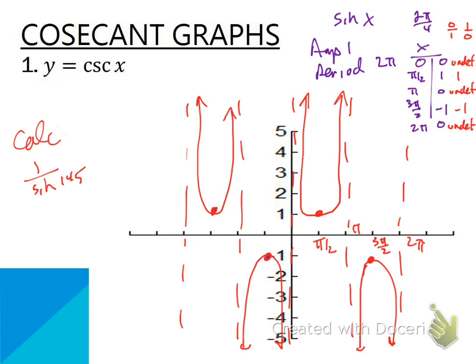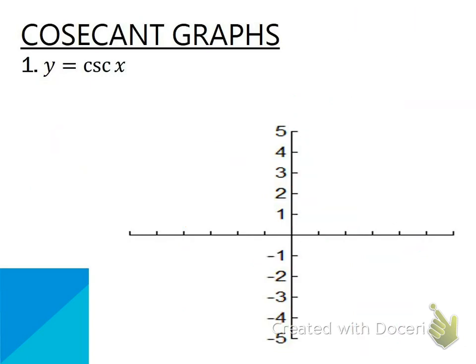Okay? So really the moral of the story is plot out your points for sine. Everywhere you have an x-intercept, make those asymptotes, and everywhere else the points stay the same, and that just tells you how to turn your U's. Okay? So let's try it in some of the ones that you have in your notes.